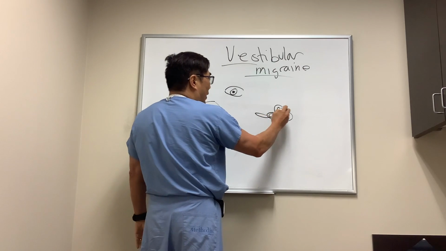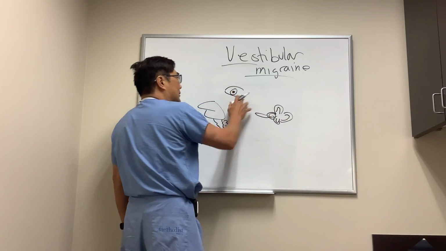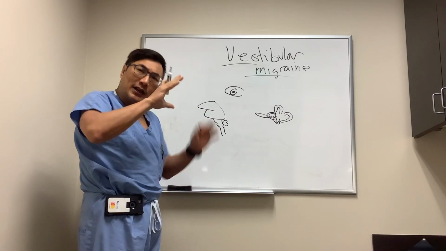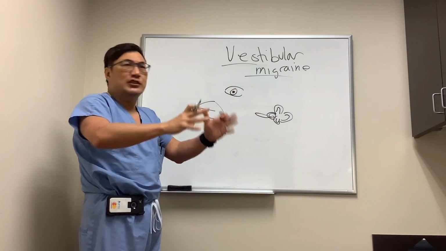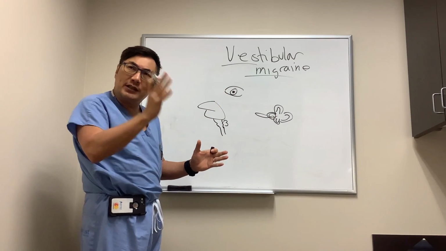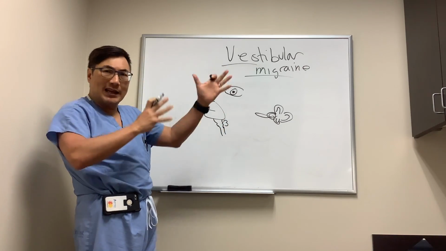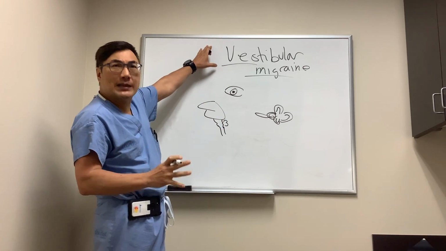So the way we're going to look at this is if we have vestibular symptoms: dizziness, vertigo, subjective motion in the environment, which is oscillopsia, illusory rotation, which is vertigo, and the feeling of imbalance. Dizziness, these are all vestibular symptoms.